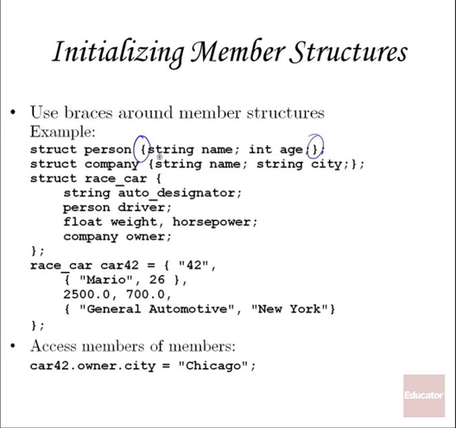So here we have a person with a name and age, a company with a name and city, a race car with a designator. The driver is a person. He's got a weight, a horsepower, and the owner of this race car is a company. So here's how we initialize it.